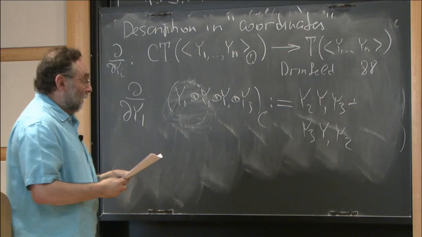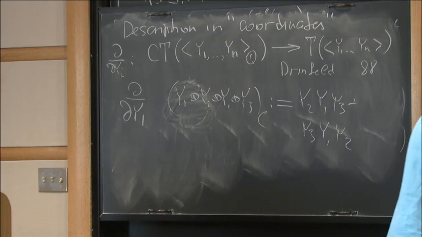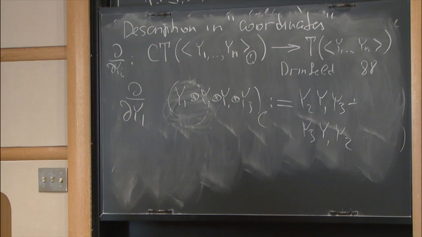Now, given. The order is always that you read it from the right of what you write, right? On the left is cyclic, on the right is not. Yes. So I read the word, find y1, cut it, and read it to the right, not to the left. Why is it well defined on the cyclic tensor algebra? Because it's by definition cyclic.